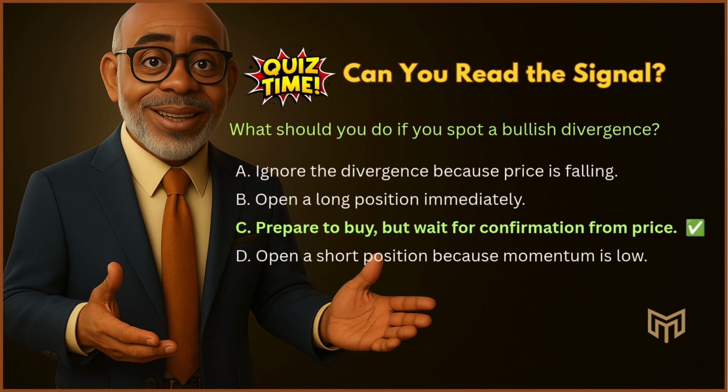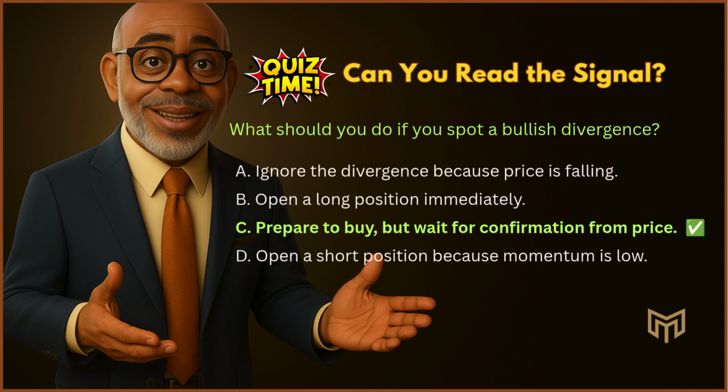If you chose A, ignore the divergence because price is falling, that's exactly the mistake most traders make. Price falling while momentum rises is the whole point of bullish divergence. Ignoring it means missing the setup entirely. B, open a long position immediately. This is the other extreme. Acting on a signal before confirmation is how traders get caught in false breakouts. Patience is part of the strategy.